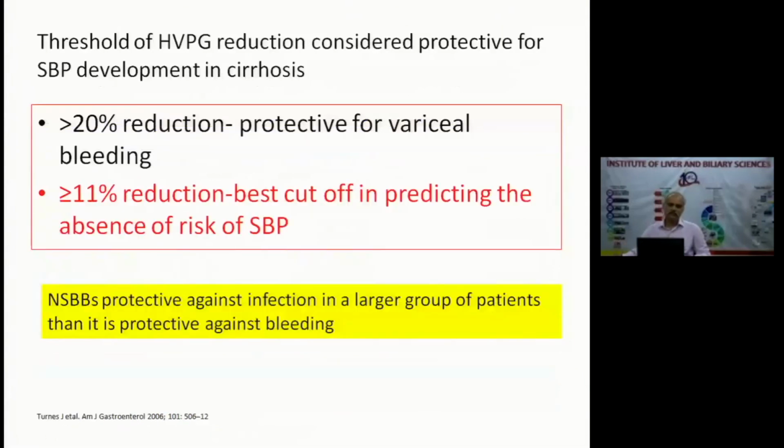Now, what is the threshold of HVPG reduction considered protective for SBP development in cirrhotics? More than 20% reduction is a well-known figure for protection against variceal bleeding, but for predicting absence of risk of SBP, only 11% reduction is needed. That means that non-selective beta blockers are protective against infection in a larger group of patients than it is protective against bleeding.